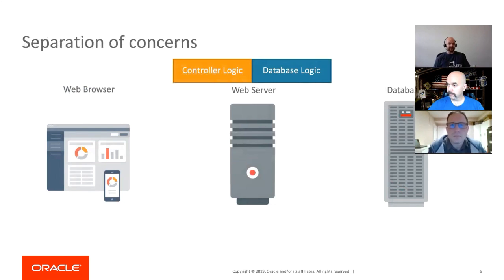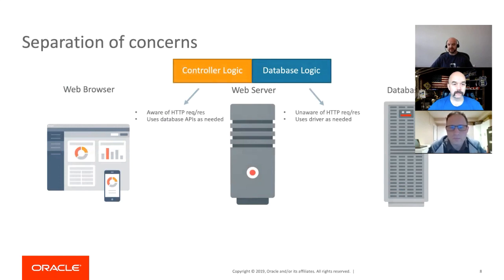What we're really dealing with in all three of these patterns is separation of concerns between controller and database logic. Your controller logic is going to be aware of the HTTP server, the request and response objects, how those work and need to be used, as well as the database APIs exposed by your database logic. The database logic, on the other hand, has no idea what an HTTP request and response are. It simply does what it needs to do when passed the correct parameters, and it uses the driver to get that work done.